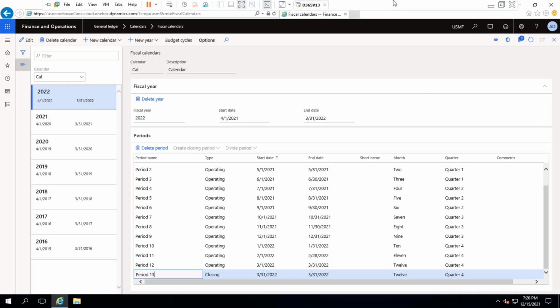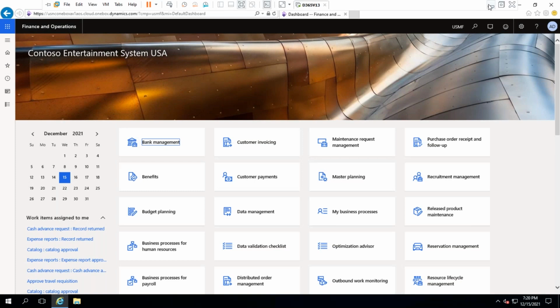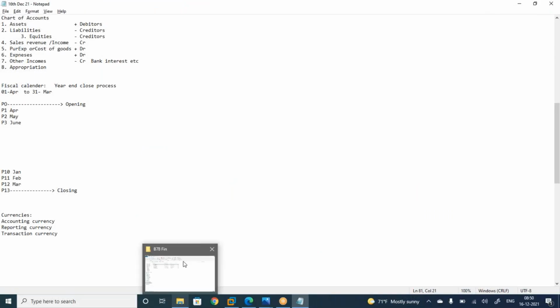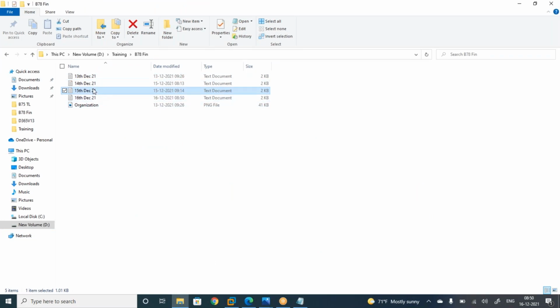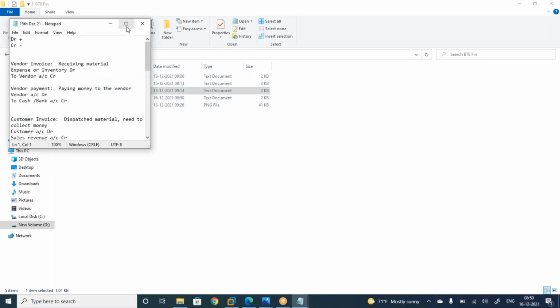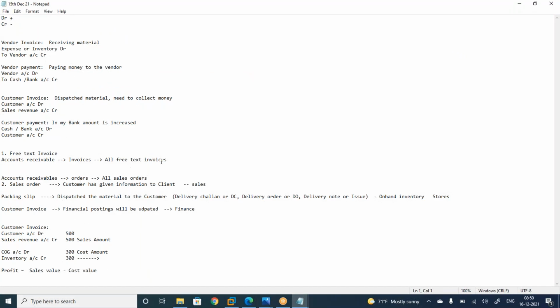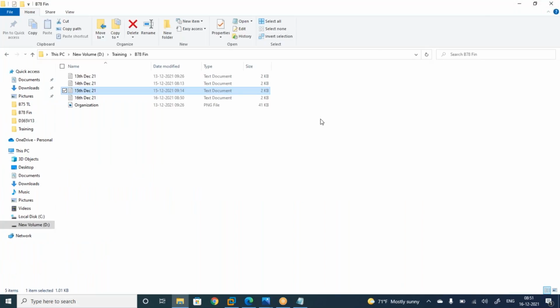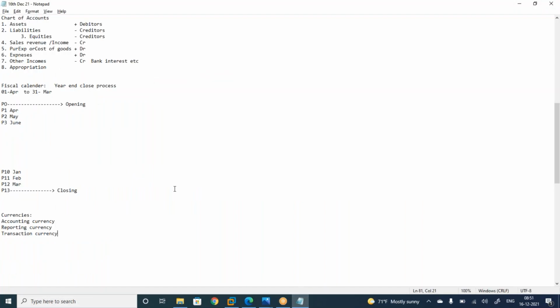So yesterday we did a customer invoice, but we have not done a customer payment. Let me do a customer payment. If you remember, yesterday we discussed invoices. Customer invoices can be posted in two different ways. One is the free text invoice, which we learned. Another is the sales order invoice, which we learned. Customer payment I have not explained. Now let me show you customer payment, and I will show you these three currencies in the system.